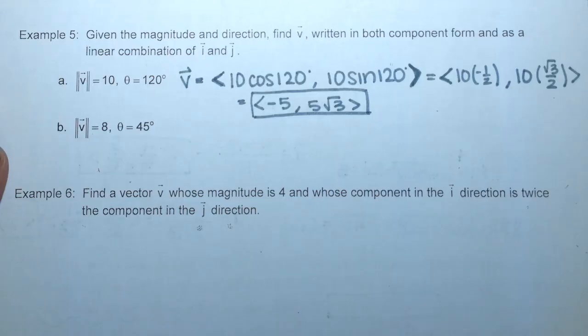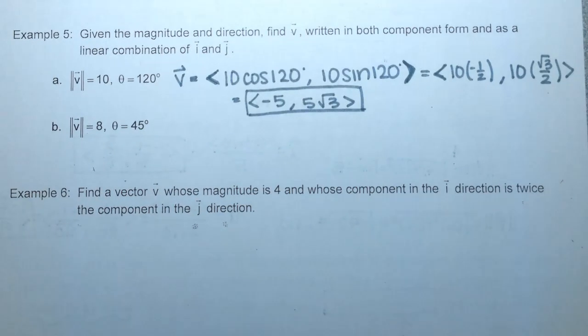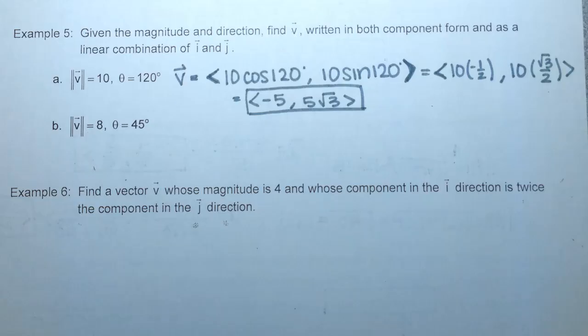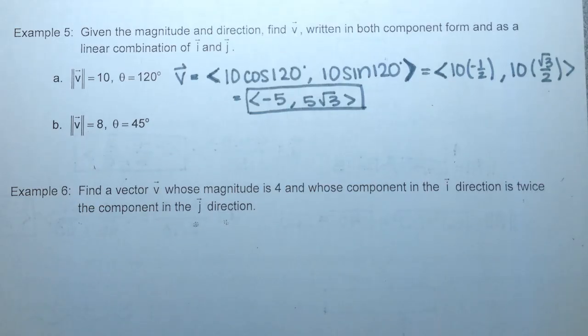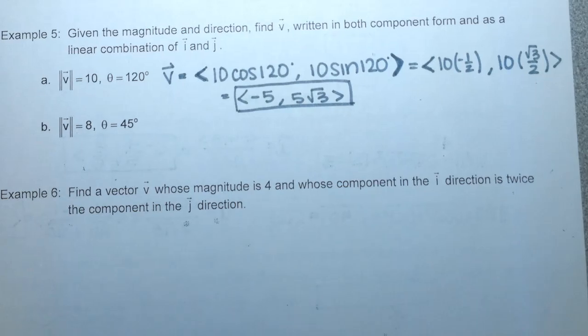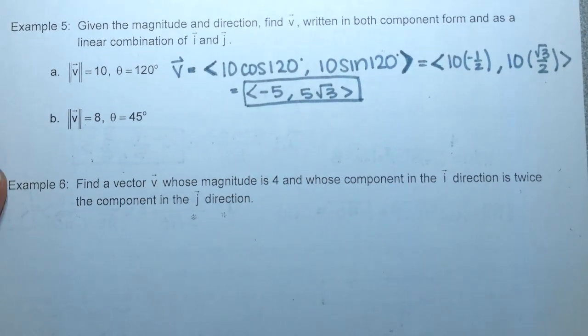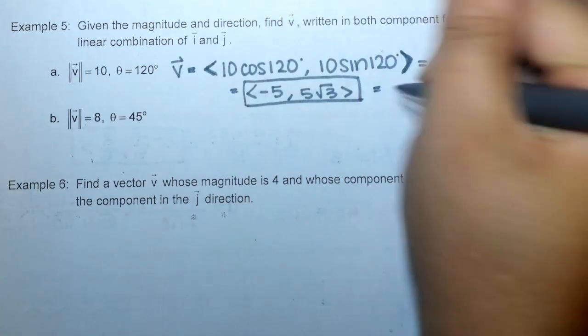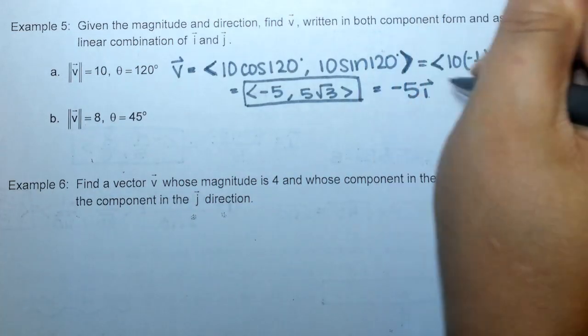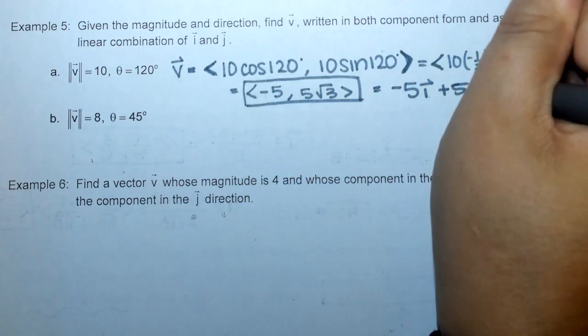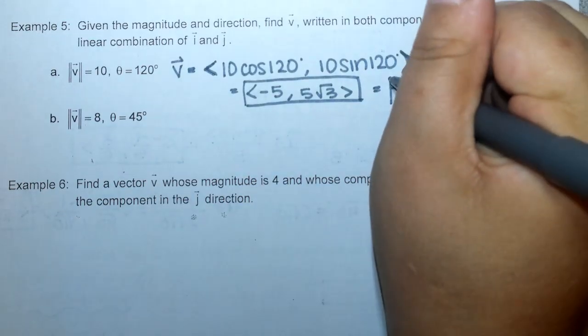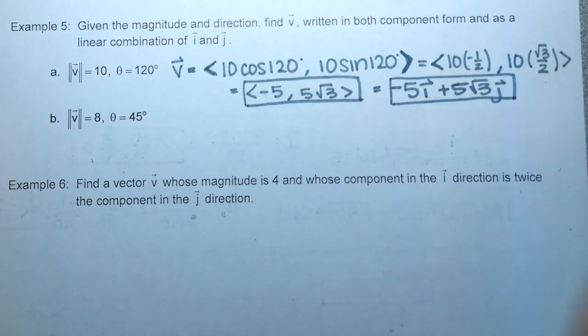Does that make sense? That's really all you're going to need your unit circle for. You'll have a dry erase marker. You can write it down in the corner if you need to. Did you read the instructions? It said to do it in both component form and linear combination form. I want you to do B. Go.